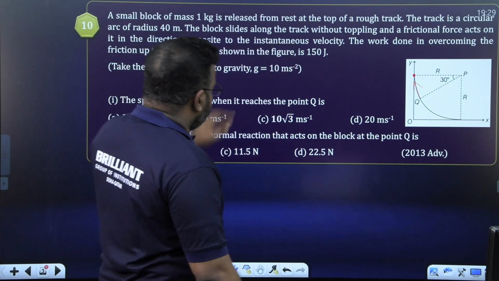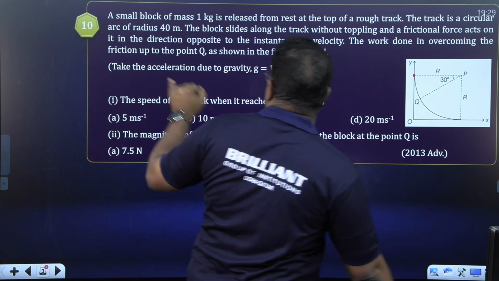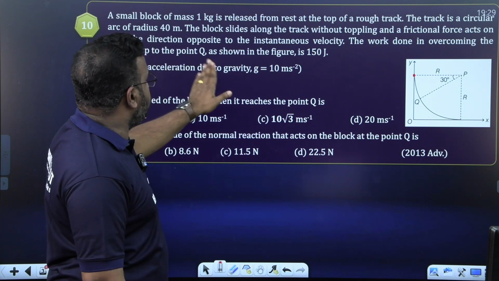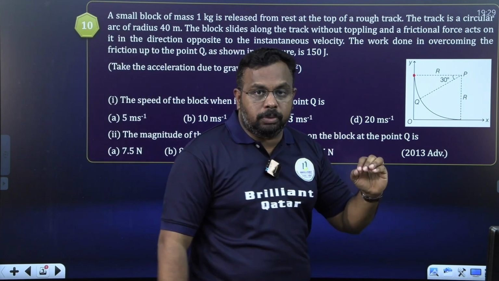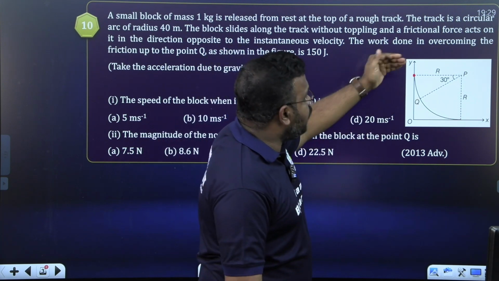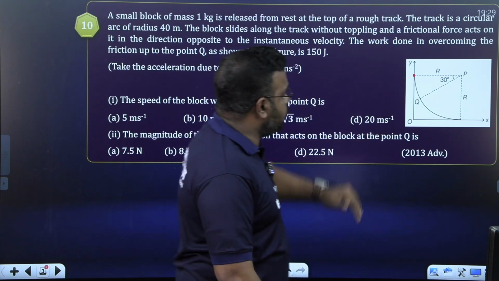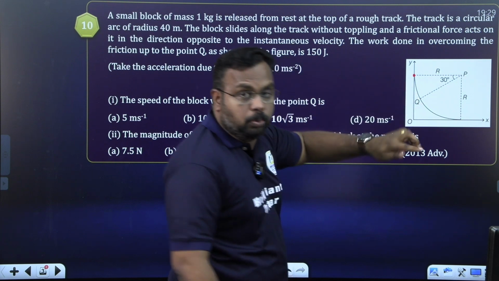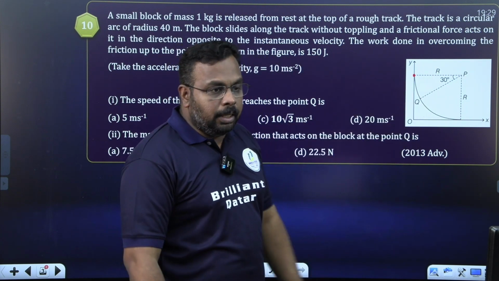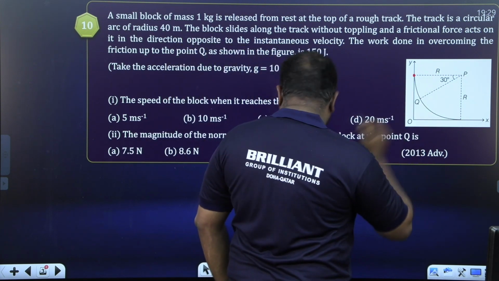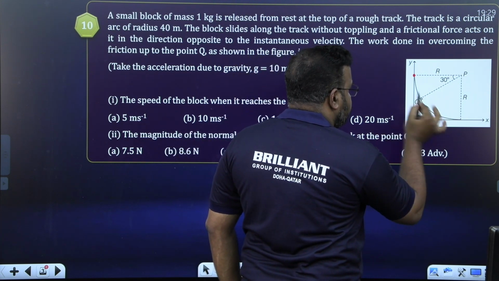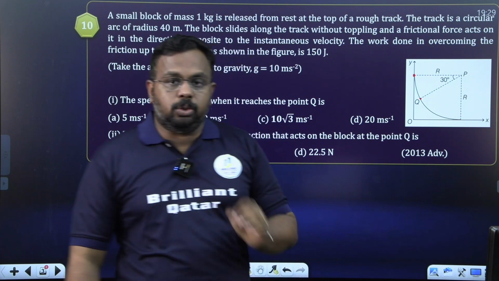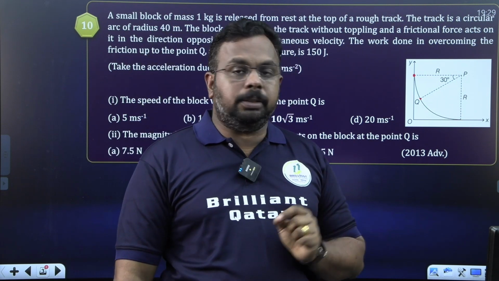Work done in overcoming the friction up to the point Q as shown in the figure is 150 joule. So 150 joule of work is being done against the friction when it reaches from this point to the point Q. Then what is the velocity when the body reaches this point? This is the question. So I think the question is clear, yes or no? Please comment.